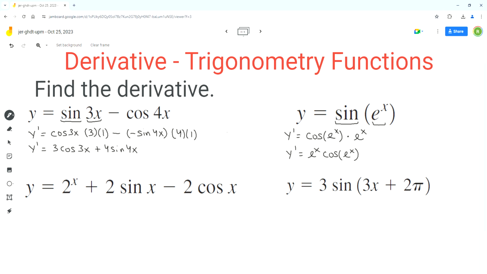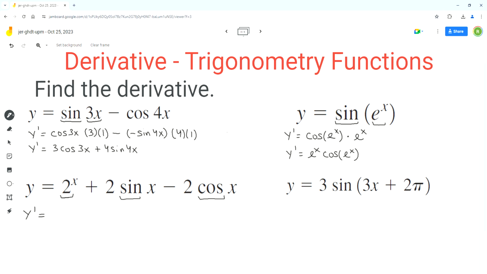Now we can analyze this third function. This third function is y equals 2 to the power x plus 2 sine x minus 2 cos x. So this function is made up of three terms. So the first one is an exponential function, 2 to the power x. The second one is the trig function sine, and the third one is the trig function cos.